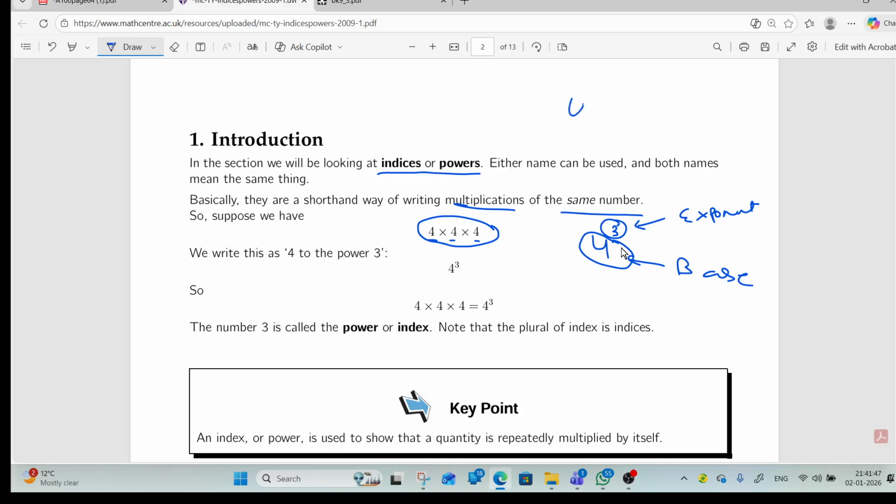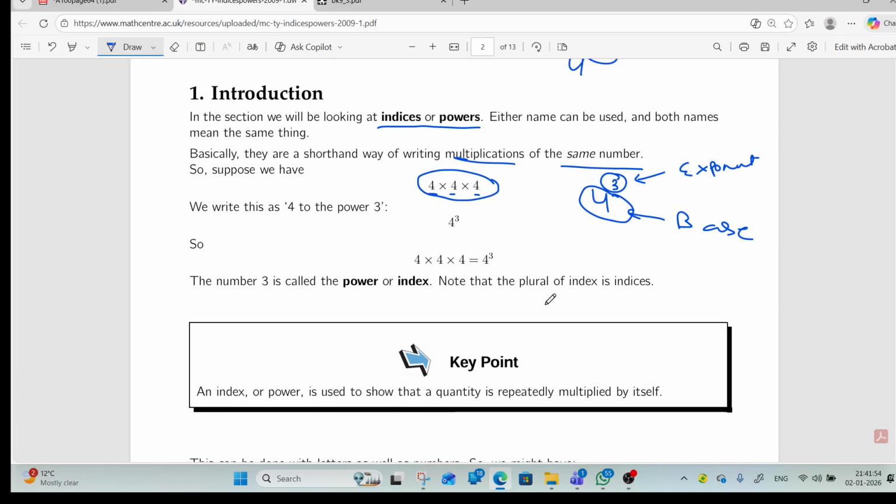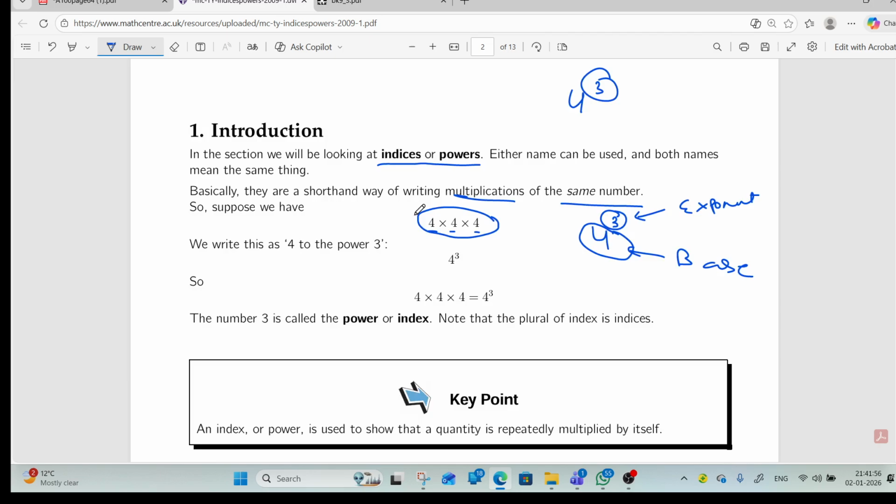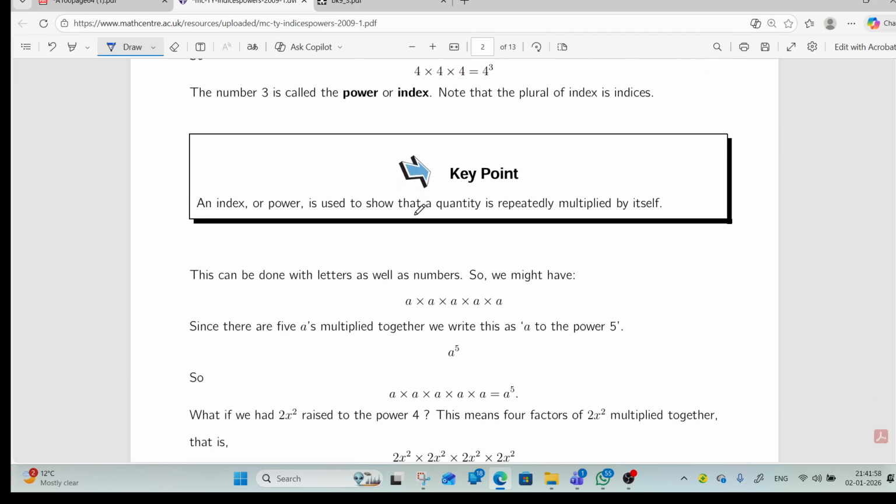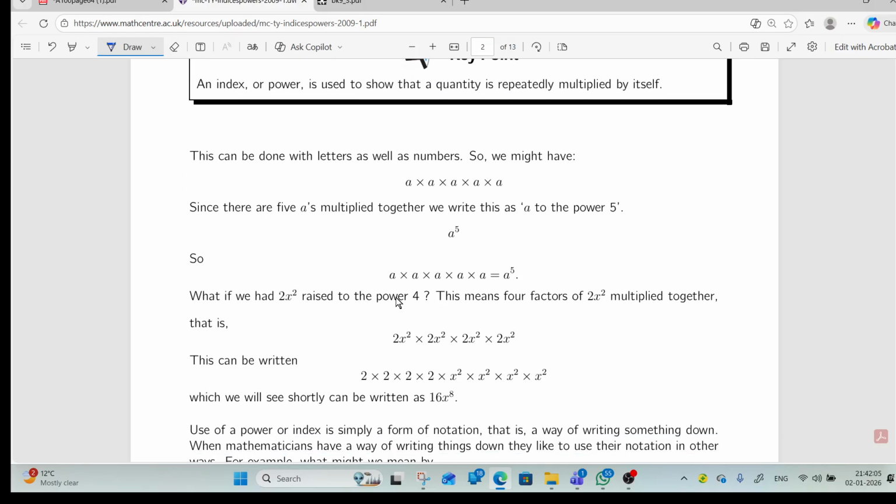So how do we read it? 4 to the power 3. Here 3 is the power or index, and the plural form of index is indices. Power is used to show a quantity which is repeatedly multiplied by itself. For example, if a times a is written, how many times is a multiplied by itself? 5 times, 1 2 3 4 5. So 5 is the power, and we read it as a to the power 5.